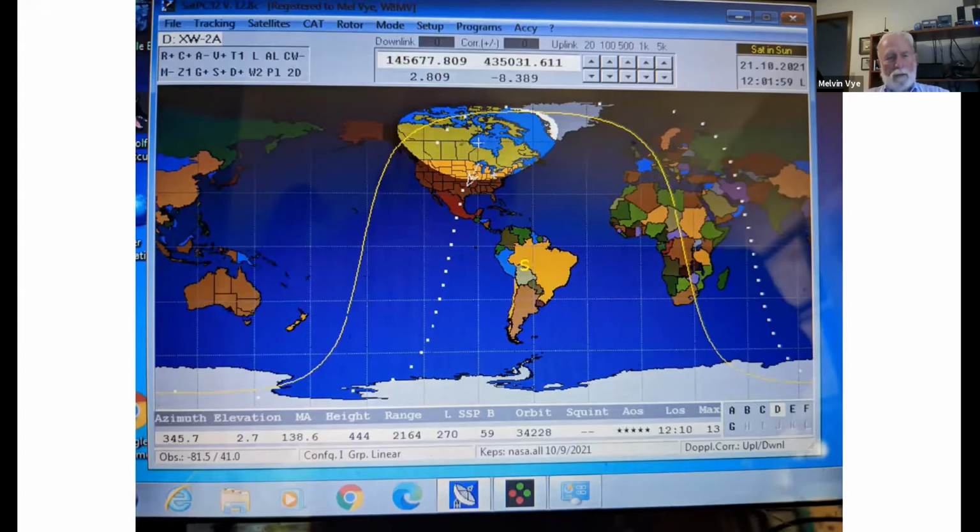And one of the tabs here, when you click on tracking, says update CAPS, and you click on that, and it grabs them off the internet and updates all the CAPS. Let's see, what else do we need to know?